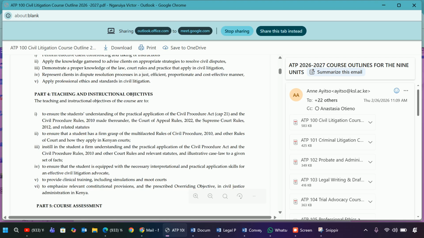I remember in the April 2026 paper, they tested on an application of Order 52B, an application where you seek a stay of execution, but now you're seeking the stay of execution at the Court of Appeal. And this was a difficult thing to do because many students will approach this question with Order 46 Rule 2 of the Civil Procedure Rules.